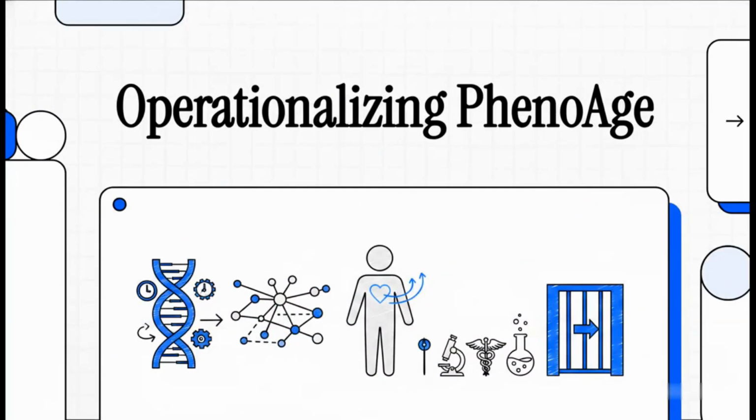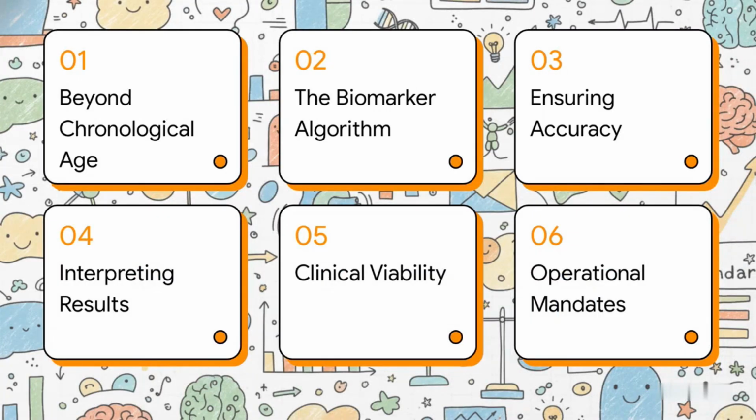Welcome to this explainer. Today, we're unpacking something absolutely fascinating: how we actually take phenotypic age from a cool theoretical algorithm in a research paper and slam it into a strict, highly structured clinical reality. If you've ever wondered how this cutting-edge longevity science gets operationalized for daily medical practice, well, you're in exactly the right place. Here's our roadmap for today.